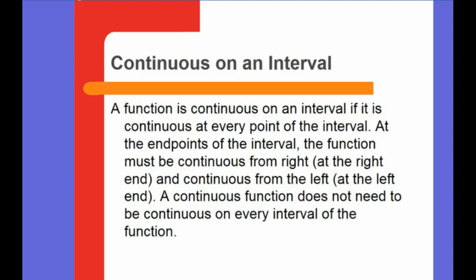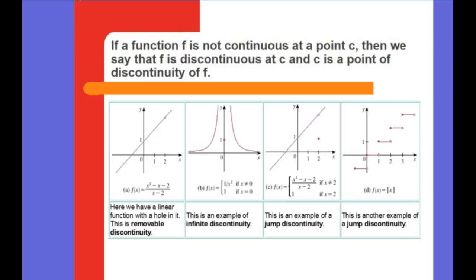All right, a function is continuous on an interval if it is continuous at every point on that interval. At the endpoints of the interval, the function must be continuous from the right and continuous from the left. A continuous function does not need to be continuous on every interval of the function. So again, we're starting with a lot of definitions. We're going to look at pictures, and then we're going to do all the examples.